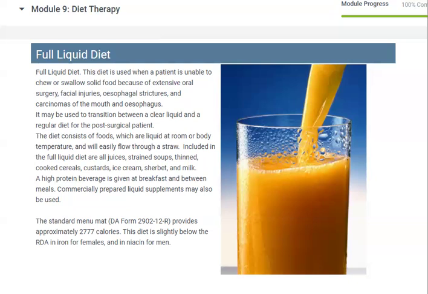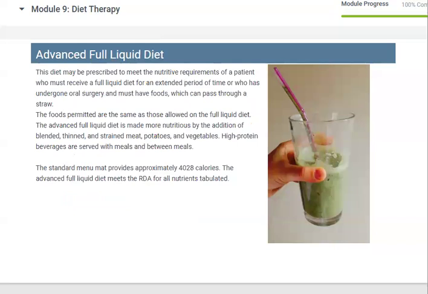Advanced full liquid diet. This diet may be prescribed to meet the nutritive requirements of a patient who must receive a full liquid diet for an extended period of time, or who has undergone oral surgery and must have foods which can pass through a straw. The foods permitted are the same as those allowed on the full liquid diet. The advanced full liquid diet is made more nutritious by the addition of blended, thinned, and strained meat, potatoes, and vegetables.